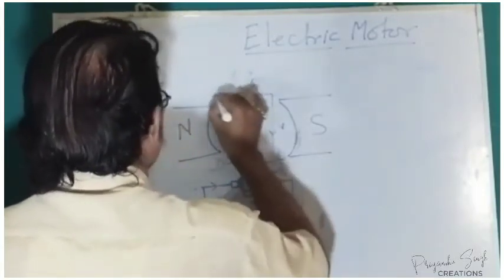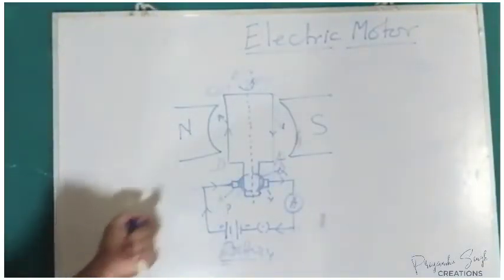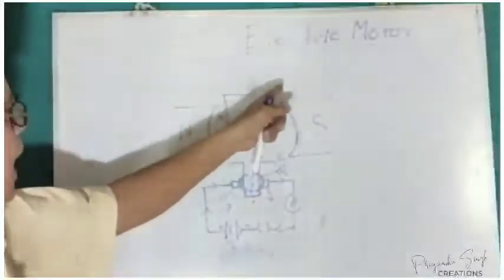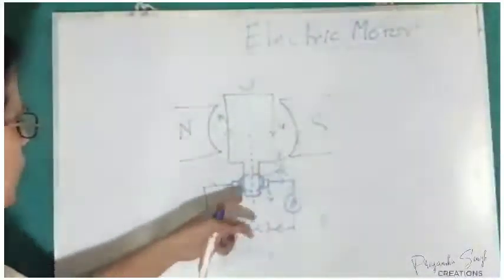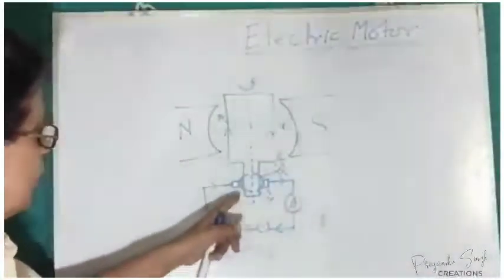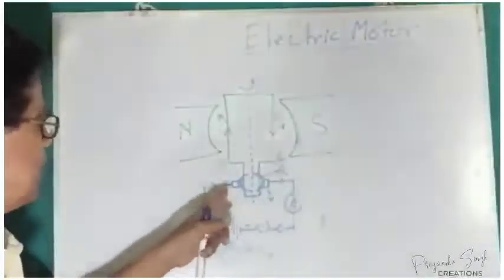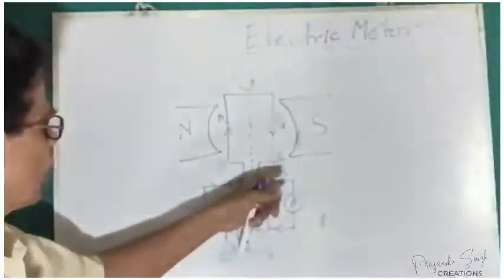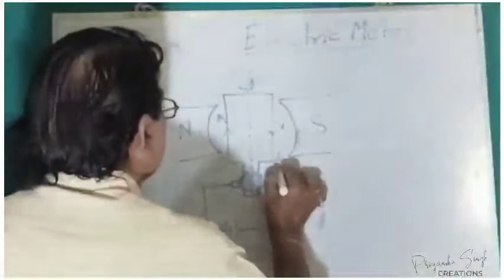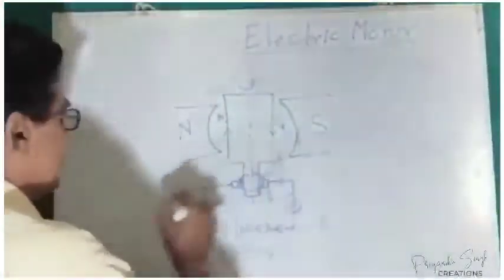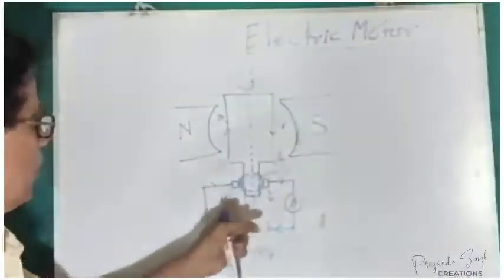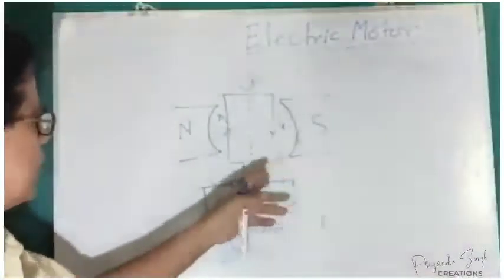In this condition, what happens? The current will pass from C to D, D to C in the first arm and B to A in the second arm. Now what happens? After half rotation, split ring Q will take the position of split ring P and P will take the position of Q. The position of the split rings gets reversed.